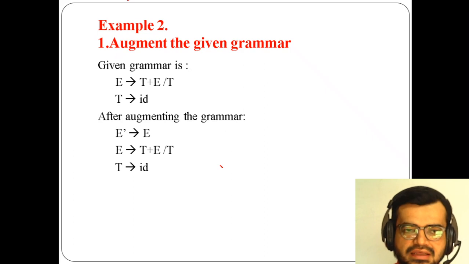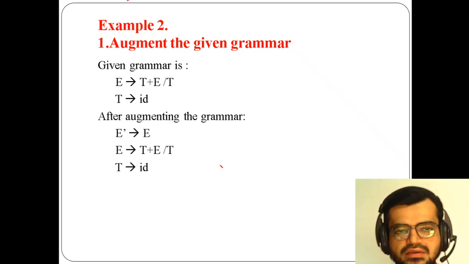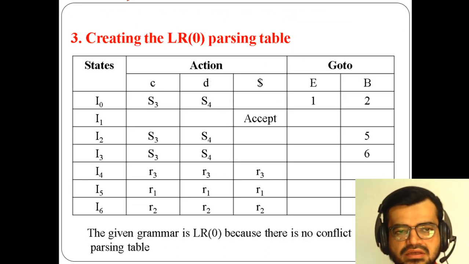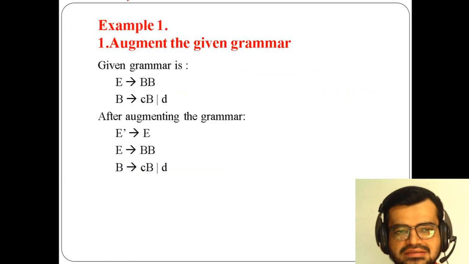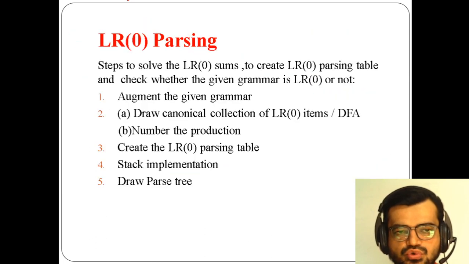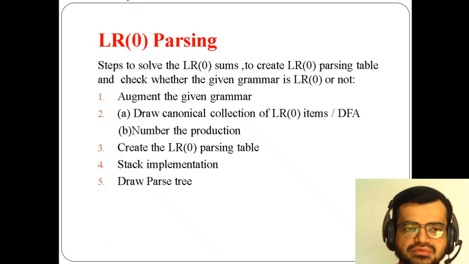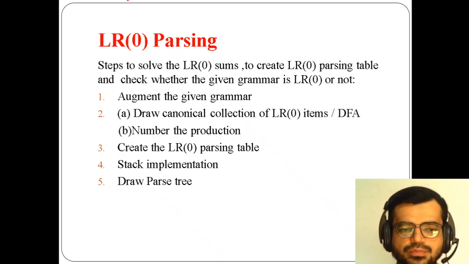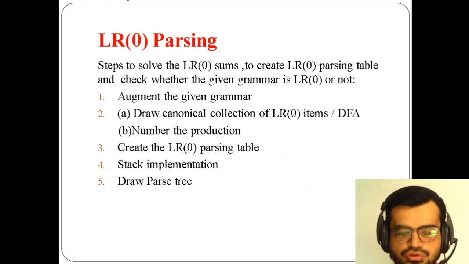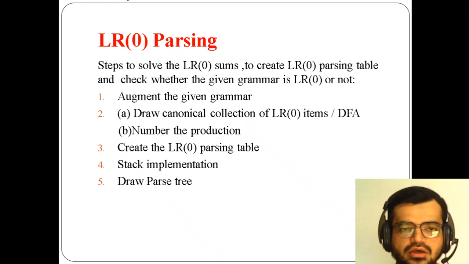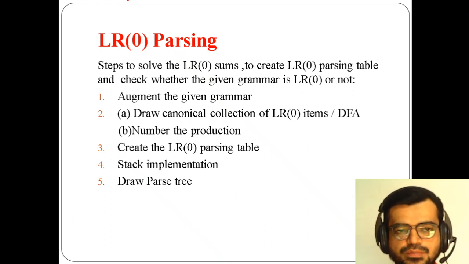In the previous session of compiler construction, we have already seen one example. This example is used to verify whether the given grammar is LR(0) parsable or not. We have seen some of the steps that have to be followed while performing LR(0) parsing. So these are the steps which we need to perform.